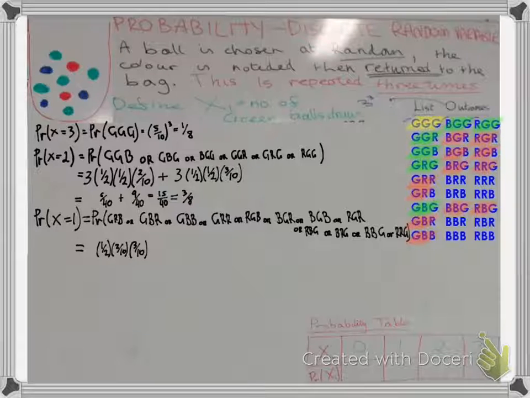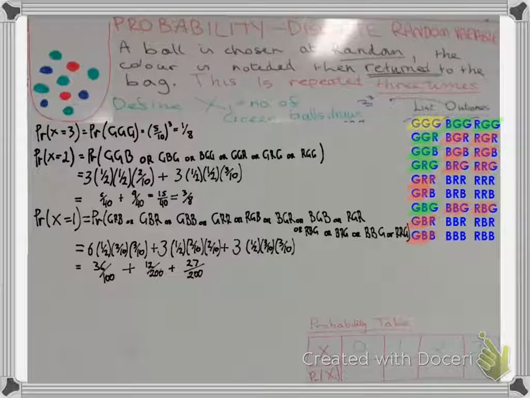So let's write down the probabilities. Here we go. So there's 6 lots of that type. And what about if red occurred twice and green occurred once? Well, there's 3 of them. What about if green occurs once and we've got 2 lots of blue? Well, there's 3 of them. And there we have our total probability by multiplying them out. And we simplify the fraction and we get 3/8 again.